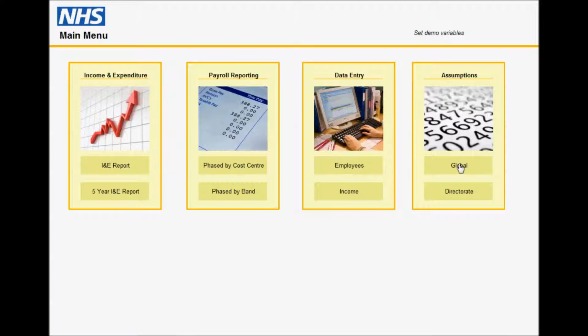We build up assumptions on our organisation at both global, that is organisation-wide, and directorate level. We then import or key in our information on employees and income sources. For this demonstration, we then have two reports showing how employee data is automatically phased out using inbuilt rule logic. Finally, the I&E report brings it all together for a full view of the organisation along with a 5-year forecast.